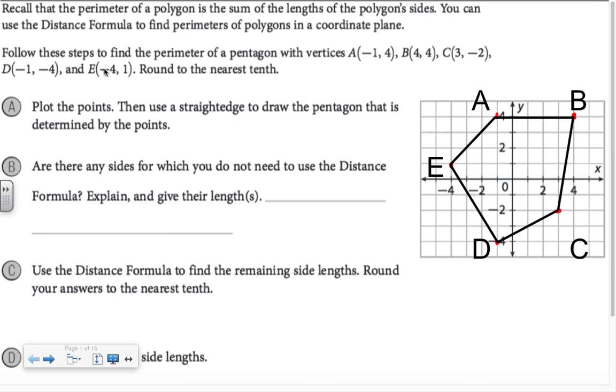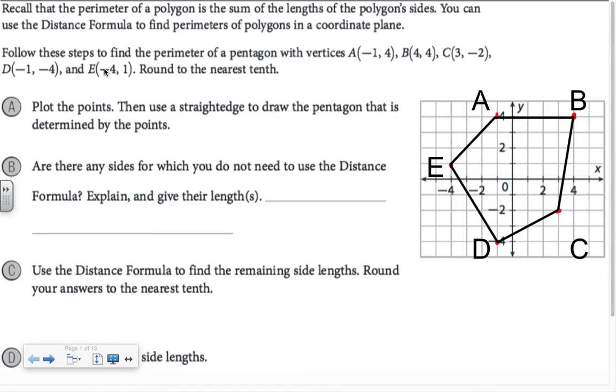In this lesson, we're using the distance formula in order to find perimeter and area of figures. And I'm going to have to go through a few things quickly. For example, you'll notice in the first example in the lesson, they gave you the coordinates of A, B, C, D, and E, which you see I have already plotted and connected the dots.